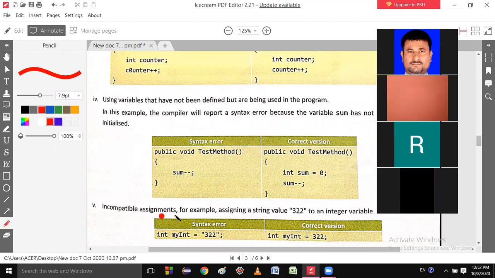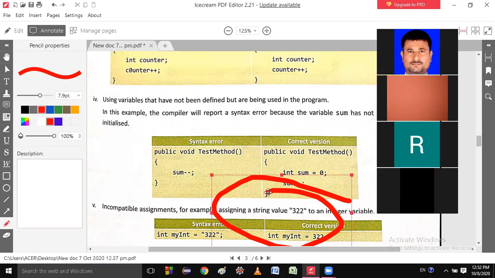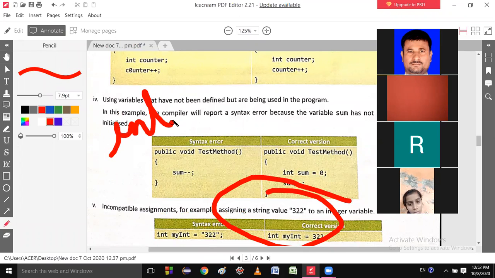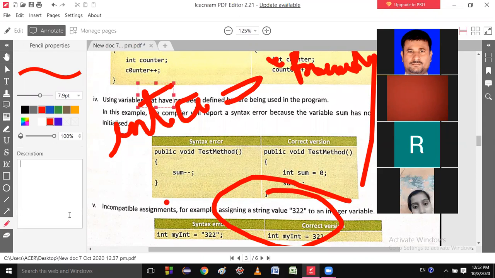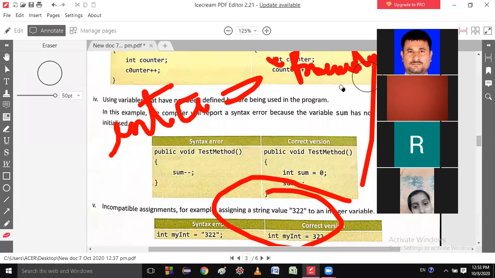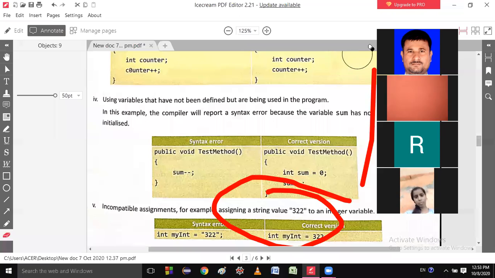Next one is incompatible assignment. For example, assigning a string value to an integer. Suppose you have declared a variable int a, and you assign a string to it, like a equal to double quotes Pramod. Is this right? I think this is not right, because you have declared a variable of int type and you are assigning a string value. So this will give an error. All these come under syntax error.